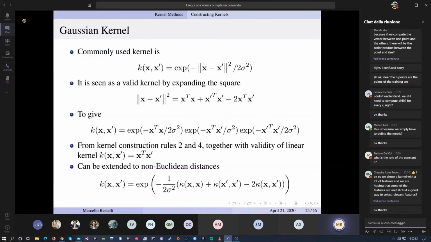So the interesting thing is that using kernel methods, you are even able to work in a feature space with infinite dimension. And the simplest case in which this happens is when you use the Gaussian kernel as a similarity measure.